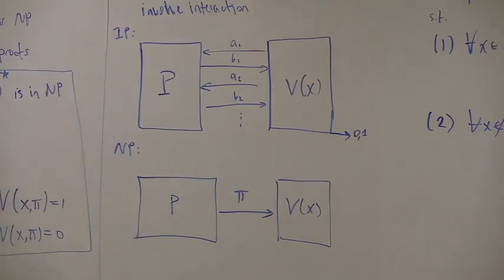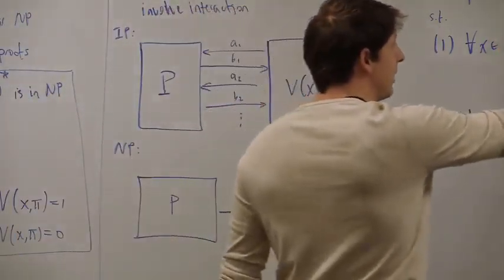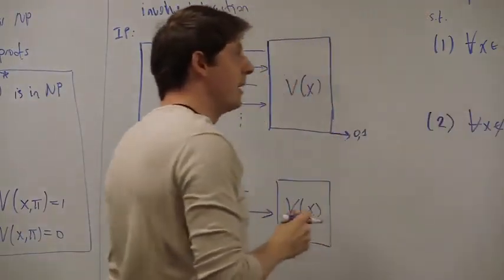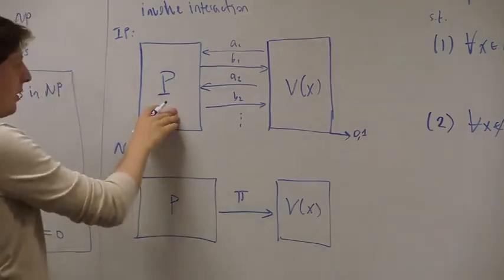Now, there is one point that we need to understand here: so far, if the interactive algorithm V is deterministic, there is actually no reason to consider interactive proofs.